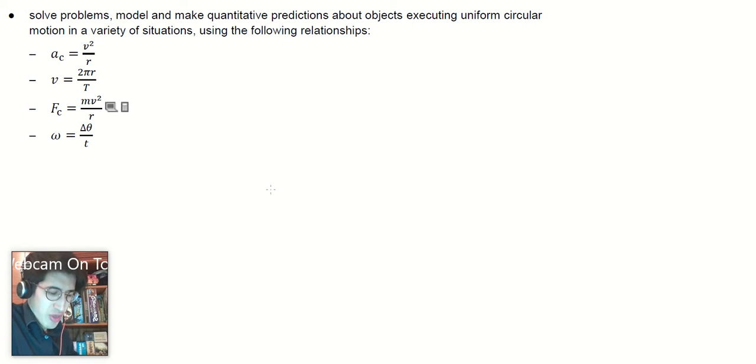Hello, we are looking at the third dot point of circular motion, that is the second section of Module 5, Advanced Mechanics. And for this dot point, we just need to use these four equations. It's asking us to use the following relationships in order to solve problems, model, and make quantitative predictions about uniform circular motion. So we don't need to derive these four formulas, which is useful.